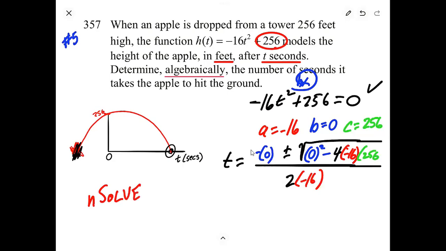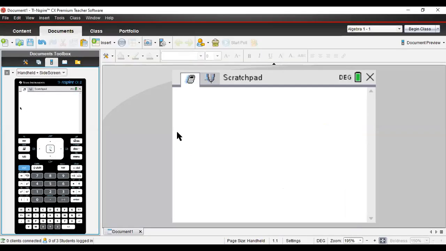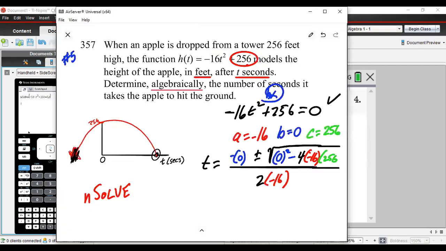So let's go get the calculator and let's do it. We're going to do menu 31 and I'll use t. So this will be negative 16 t squared, plus 256 equals 0, comma t. Now, if you want to, you can use x for this. And now I just press enter. Now I got 4. So I would go over here and I would say t equals 4 seconds.